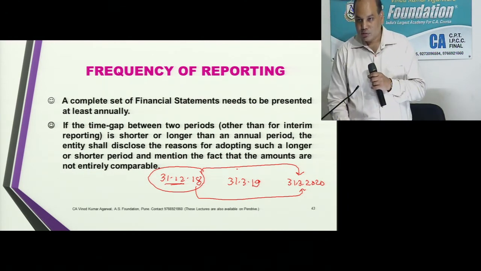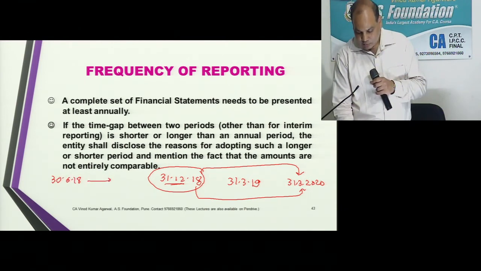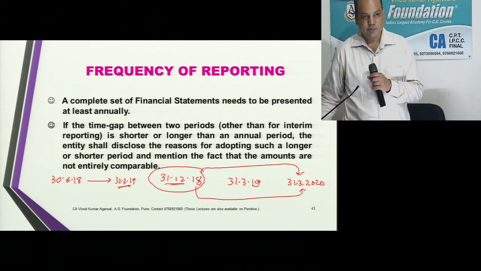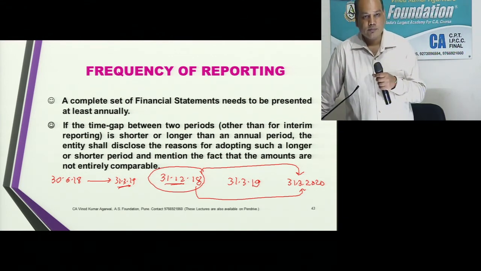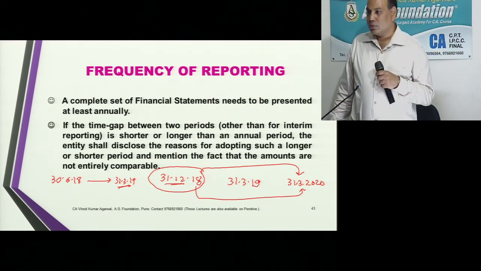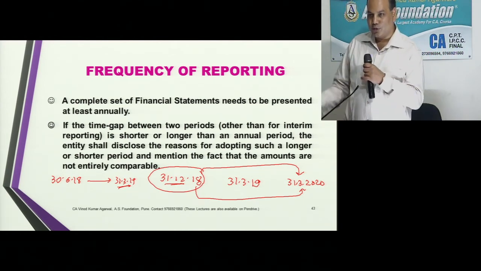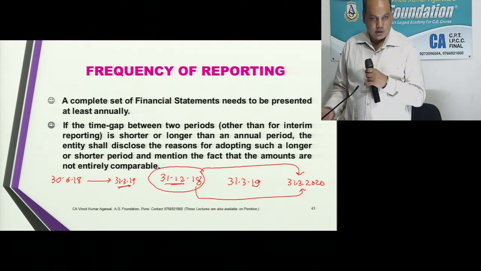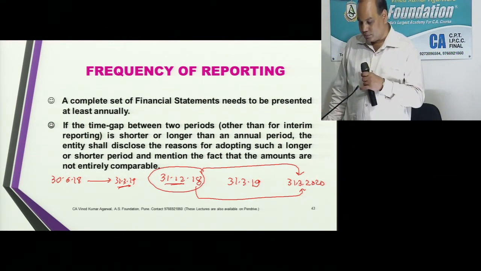Less than 12 months. My financial year ending date is 30th June 18. Now what I did, I made it 31st March. So I decided to close my next financial year on 31st March 19. How many months does it cover? 9 months. It covers 9 months because I have changed my year ending date from 30th June to 31st March. Previous year is 12 months. Not comparable. Make a disclosure.